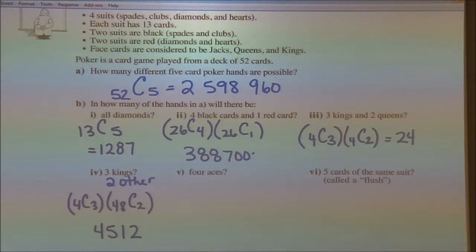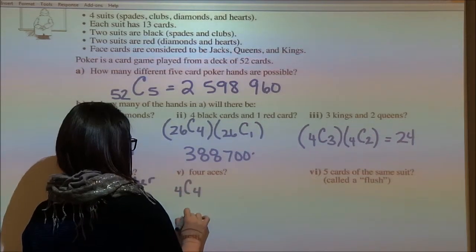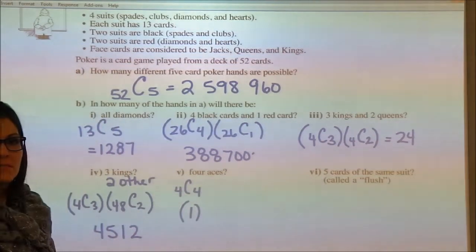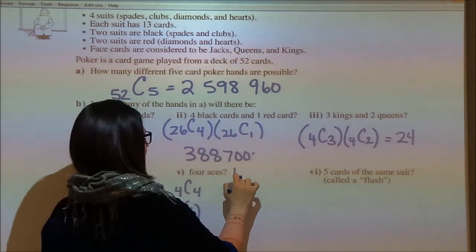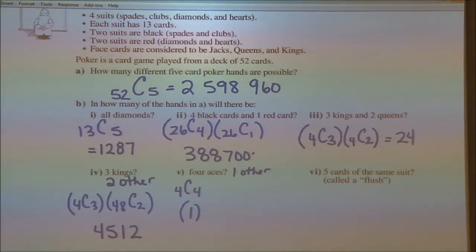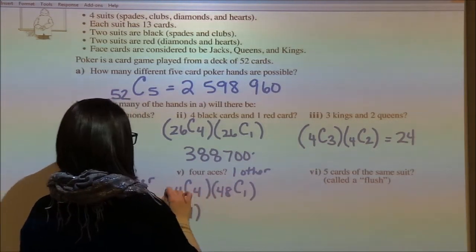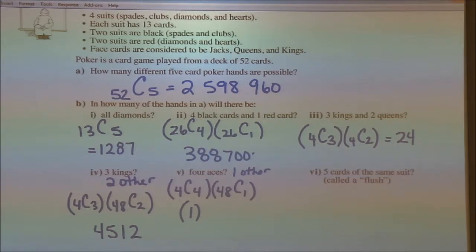Okay, what about 4 aces? Only one way you can do that. But if I have 4 aces, what else do I have to have? One other card. And how many ways are there to pick that one other card? 48C1, which even if we didn't use our calculator, let's think about this logically. How many ways are there to pick one card out of 48? There's 48 ways.